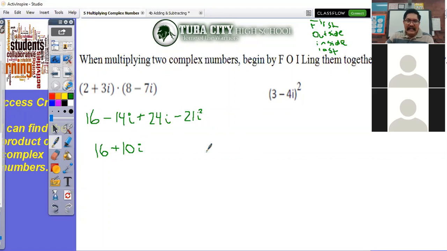Then we have negative 21, but I'm going to evaluate this i squared because remember i squared is negative 1. And don't forget this is 21 times i squared. So when I evaluate the square, we're still multiplying them together. Now I have -1, and when I multiply -1 times anything, it just switches the sign. So it's -21, but when I evaluate the square, it just becomes +21.